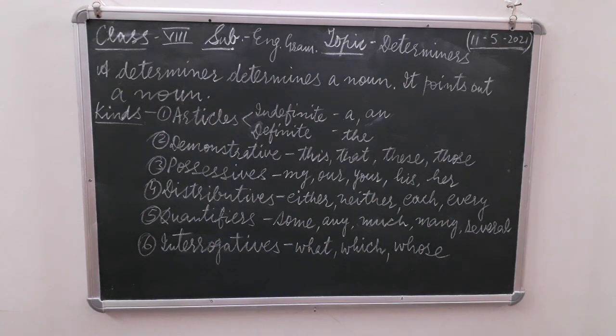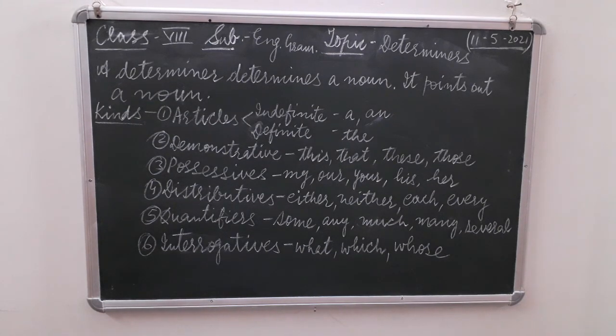Next point is we do not use articles before names of days, months and seasons. Very important, my dear children. For example, today it is Monday. So we do not use article before days. We do not use article before diseases. For example, he is suffering from malaria. So before malaria, no article will be used. Before breakfast, lunch and dinner also, we do not use any article. For example, I have invited him to lunch.